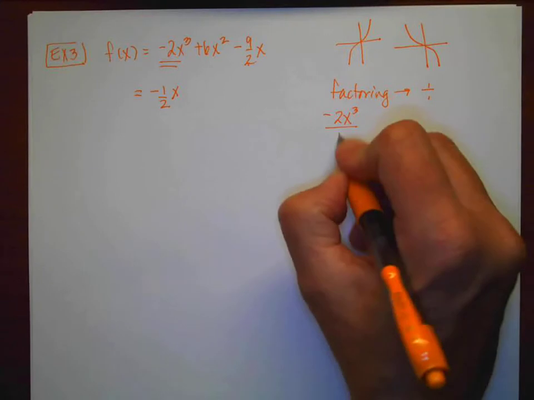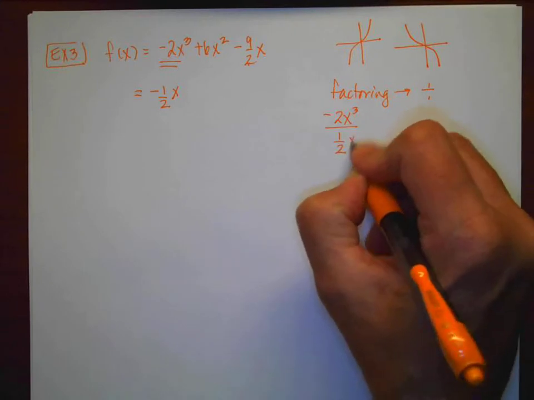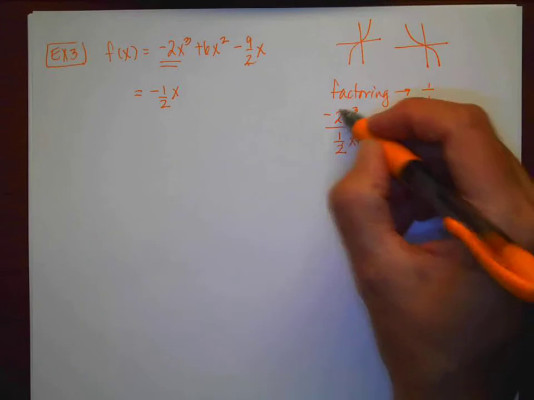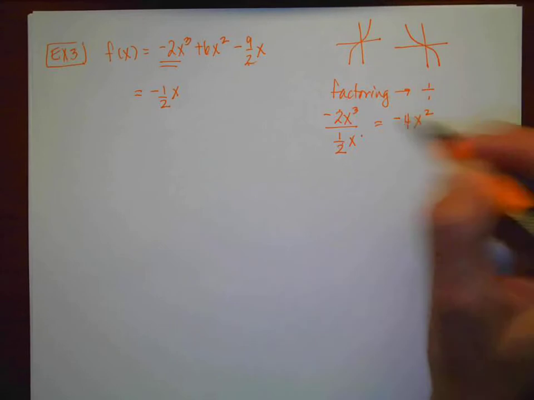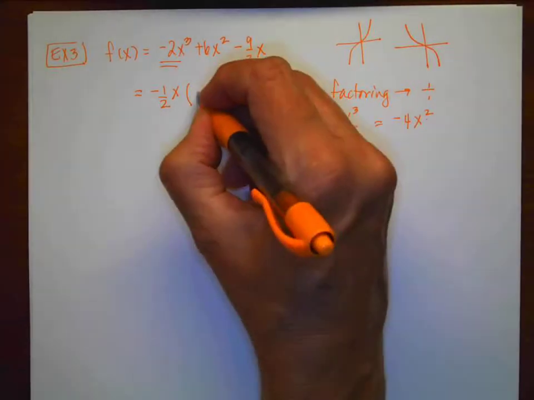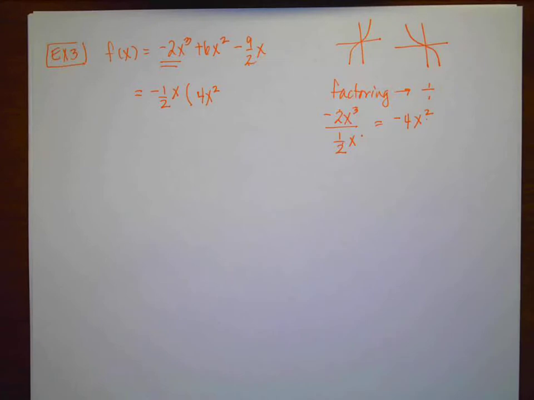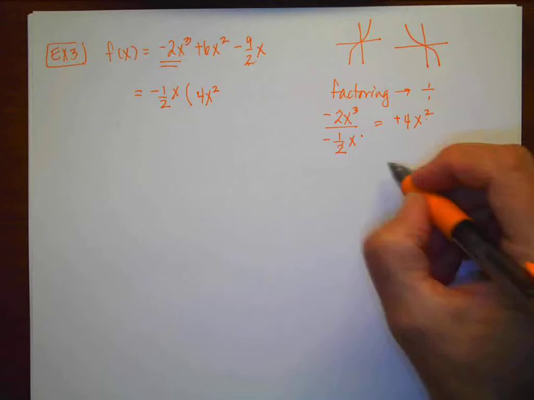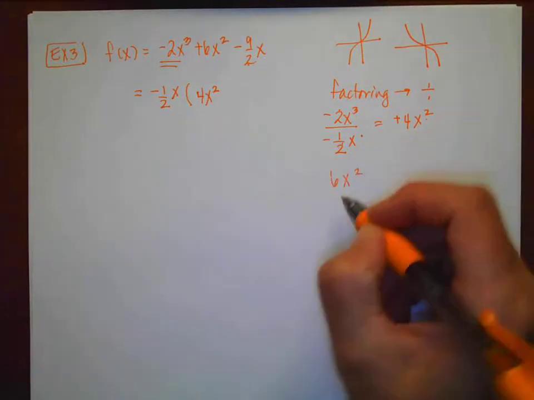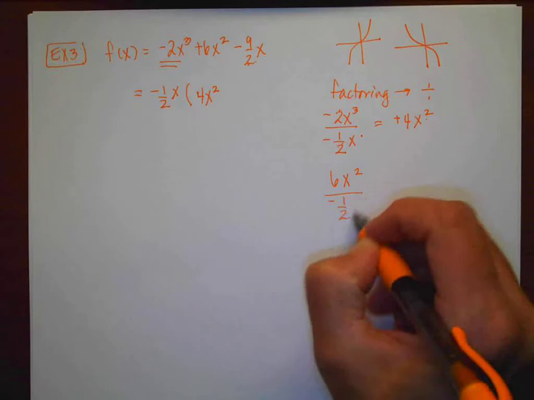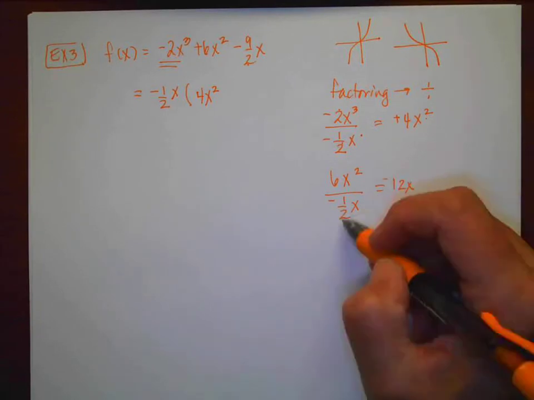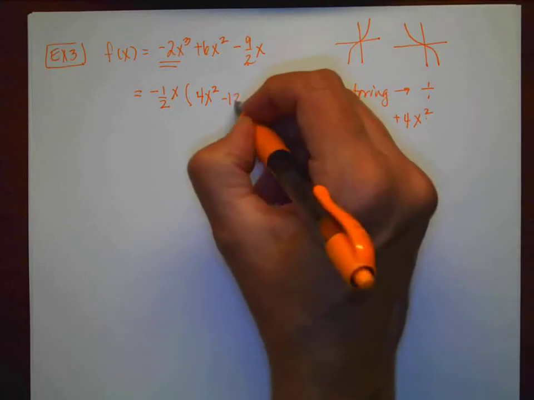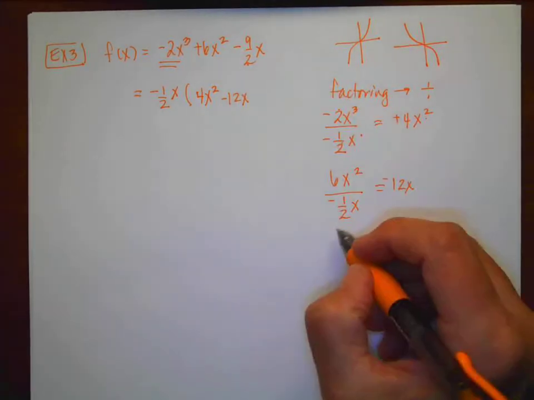So if I took a negative 2x cubed and I divided it by 1/2 x, then the 2 goes to the top, so this would be a negative 4x squared, because 3 minus 1 is 2. Then I would have a 4x squared, and I took out a negative, so it's positive. I forgot to put that. And then if I do 6x squared divided by a negative 1/2 x, I'm going to get a negative 12x, because the 2 comes to the top, so minus 12x.